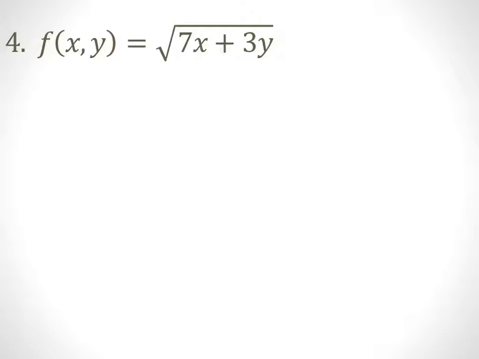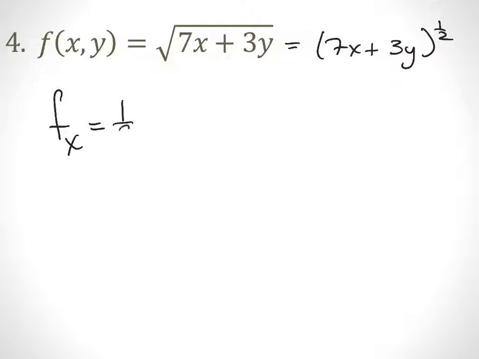This function is embedded within a root, so we're going to need to rewrite that. 7x plus 3y to the 1/2. And now we're going to take the partial derivative with respect to x. That x function is embedded inside that square root, so we're going to use the extended power rule and the chain rule. Bring the 1/2 down. Keep what's inside.